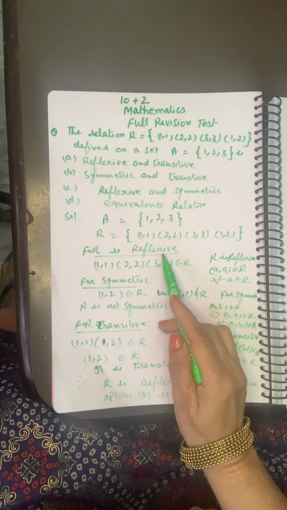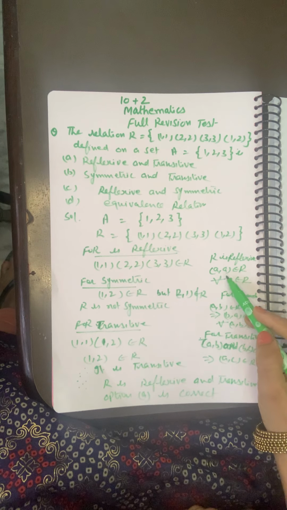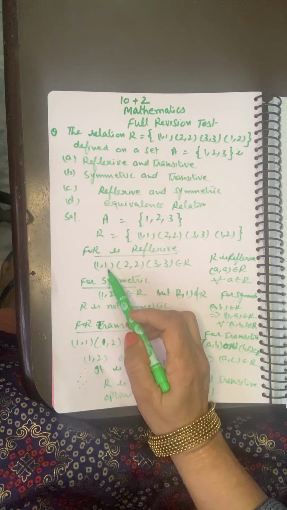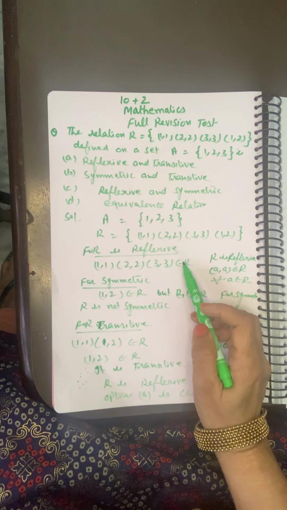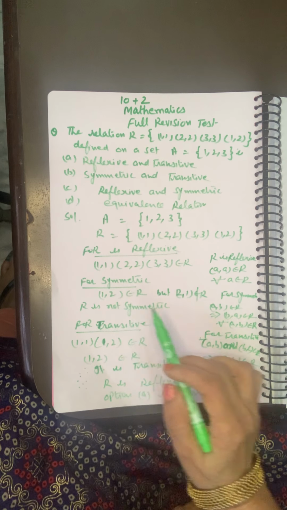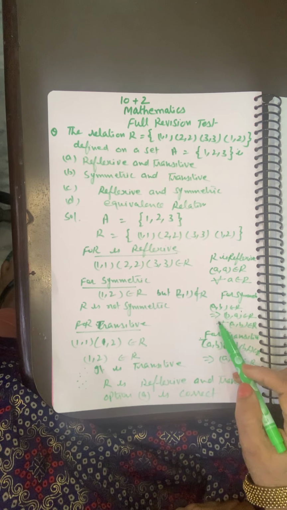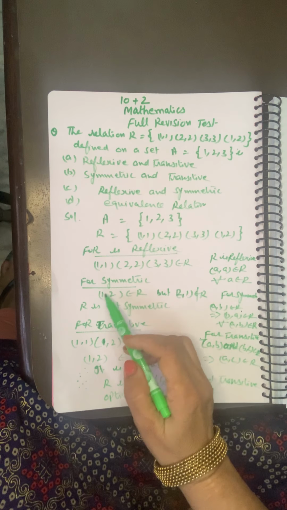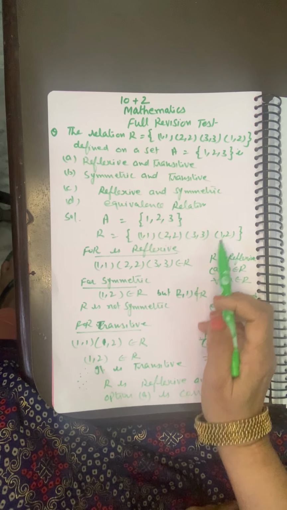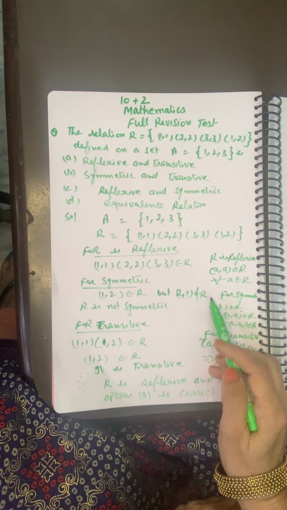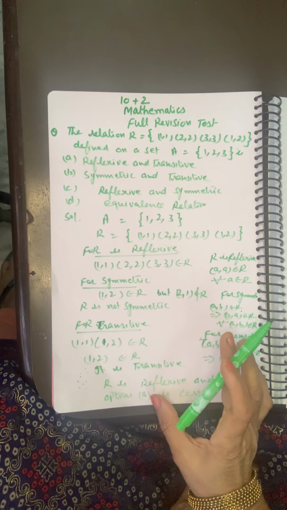For a reflexive relation, you know the property: (a, a) belongs to R for all a belonging to A. It means (1,1), (2,2), (3,3) all belong to R, so it is reflexive. For symmetry, if (a, b) belongs to R, then this implies (b, a) belongs to R. Here we are given (1,2). (1,2) belongs to R, but (2,1) does not belong to R, so R is not symmetric.